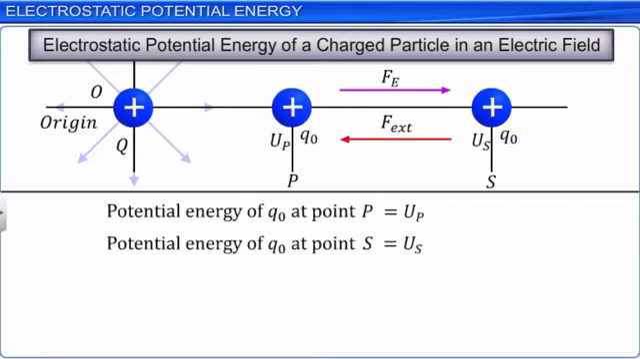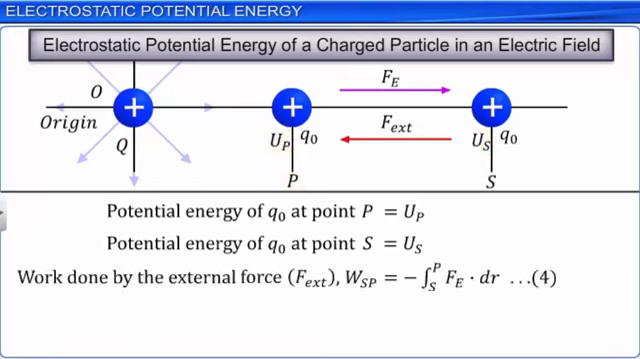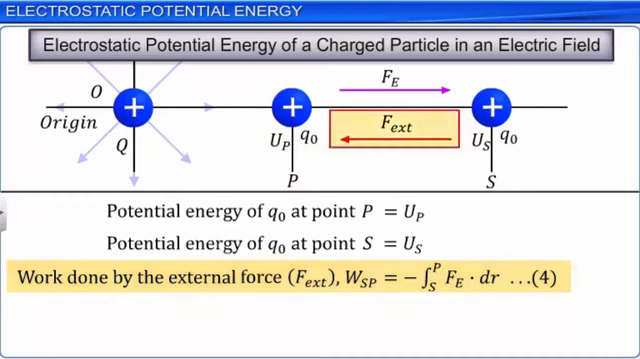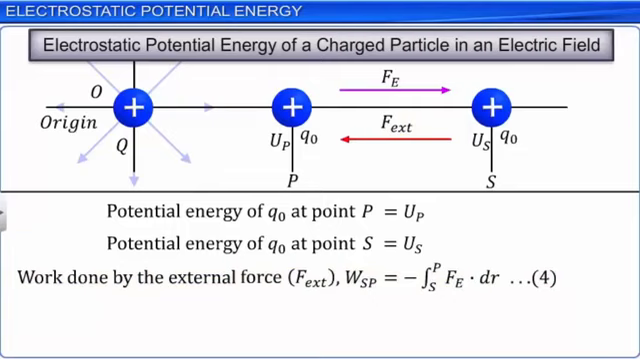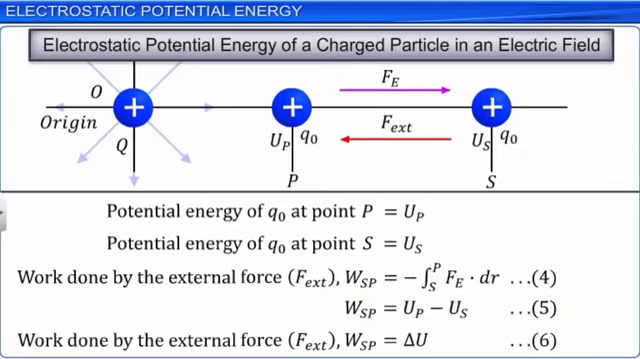Let the potential energy of the charge Q0 at points P and S be UP and US respectively. The work done by the external force F, as given by equation 4, is also equal to the difference in the electrostatic potential energies of the charge Q0 at the points P and S in the electric field. Let this be equation 5. The work done by the external force F, WSP, is equal to delta U. Let this be equation 6.